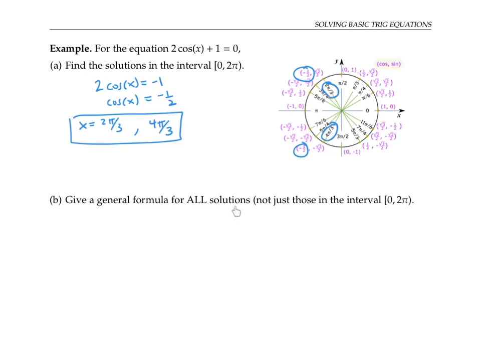So if I want to find all solutions, I can take these two principal solutions, 2 pi over 3 and 4 pi over 3, and simply add multiples of 2 pi to them. For example, 2 pi over 3 plus 2 pi, or 2 pi over 3 minus 2 pi, 2 pi over 3 plus 4 pi, and so on. A much more efficient way to write this is to write 2 pi over 3 plus 2 pi times k, for k any integer, that is, any positive or negative whole number or 0. Similarly, I can write 4 pi over 3 plus 2 pi k to capture all solutions based on the principal solution 4 pi over 3 by adding and subtracting multiples of 2 pi. This is my final solution.